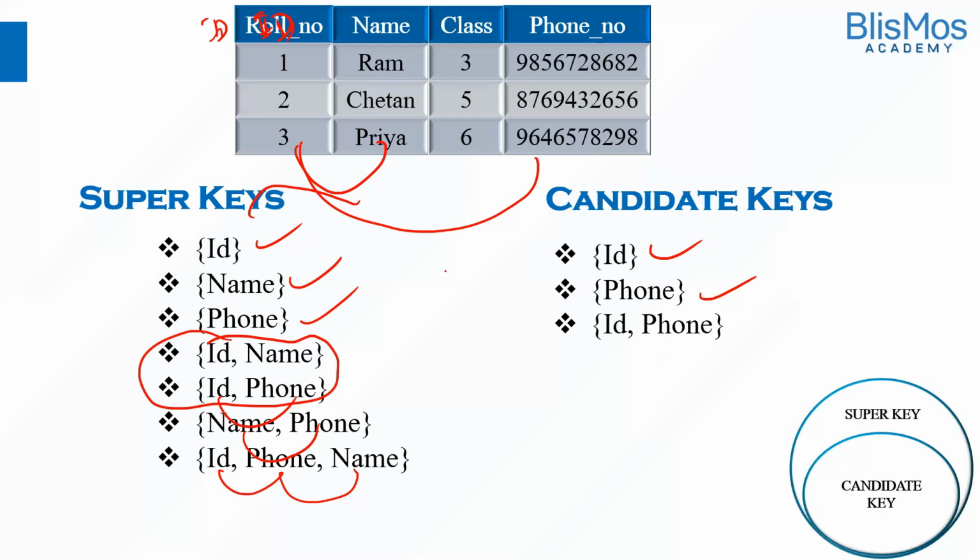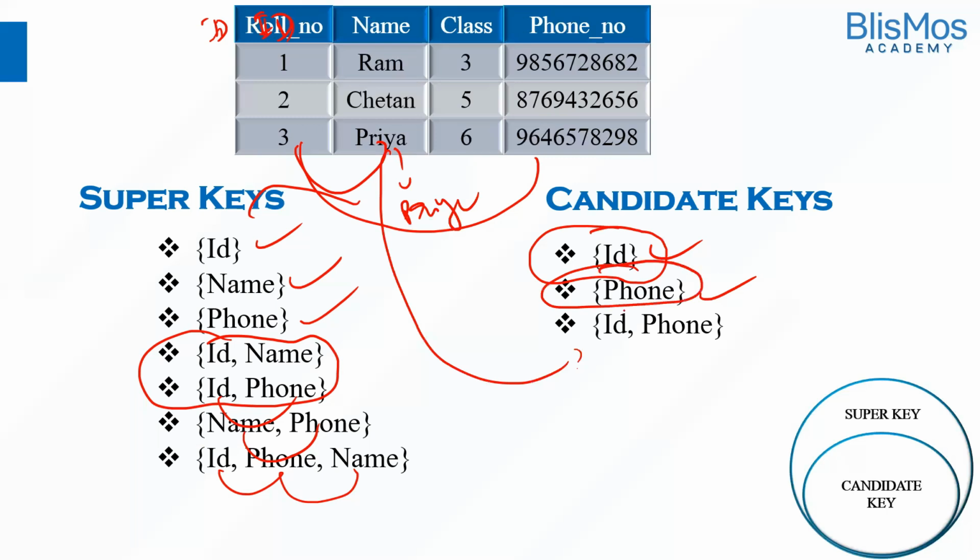But why can't name be included as a part of the candidate keys? That is because name can have the same values. For example, we have Priya. We may have one more Priya, or we have one more Ram. So we should not allow that to happen when we have candidate keys. If you see here, ID needs to be unique, phone number needs to be unique, and also ID and phone number together is obviously a unique key.